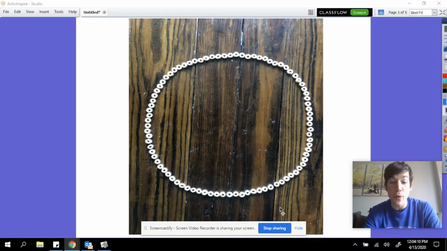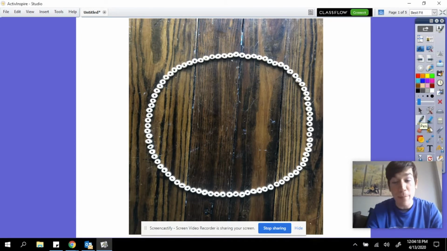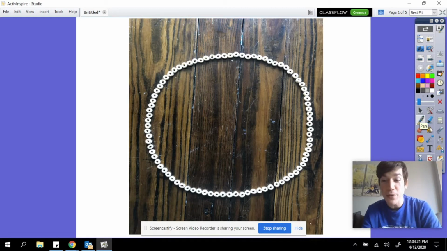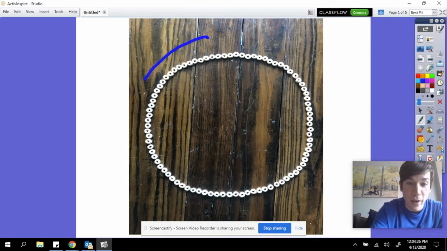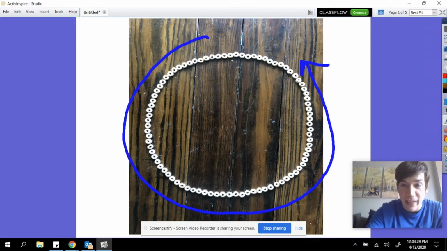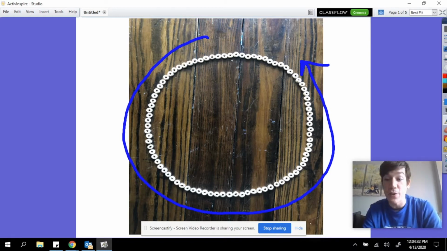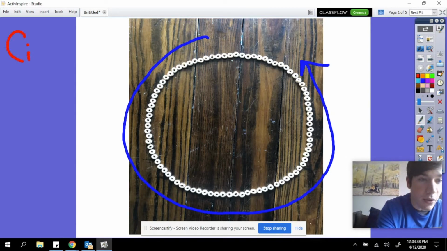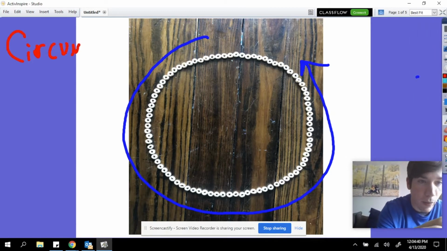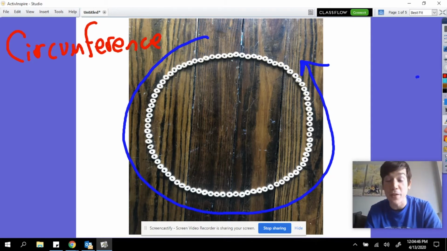Now, because it's a circle, it has a few different properties that we could talk about. I'm going to introduce to you guys three new vocabulary words today. The first vocabulary word is a special name for the perimeter of the circle. Remember, when we're talking about the perimeter, we're talking about around the outside. The perimeter of a circle is called, this is a big word, the circumference. Circumference is the perimeter of a circle.